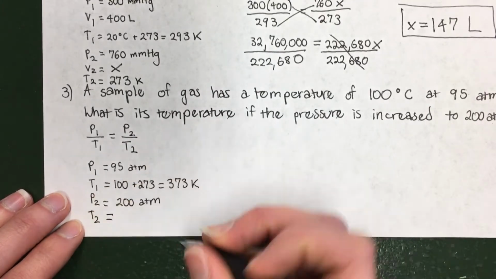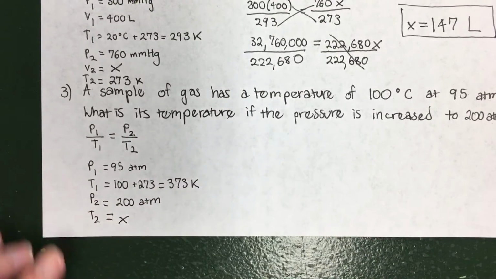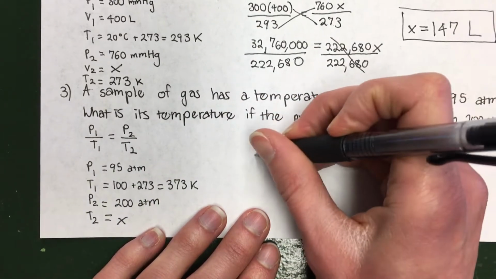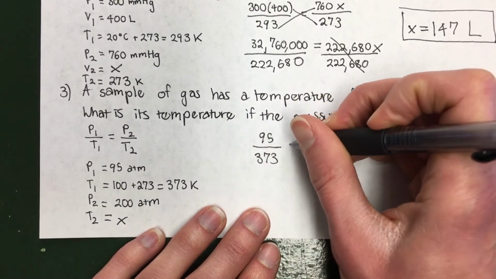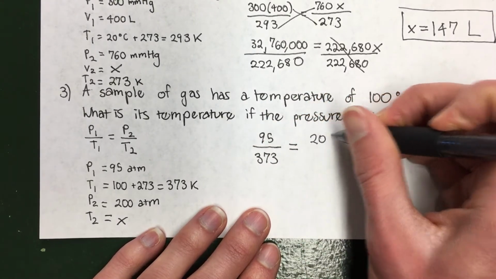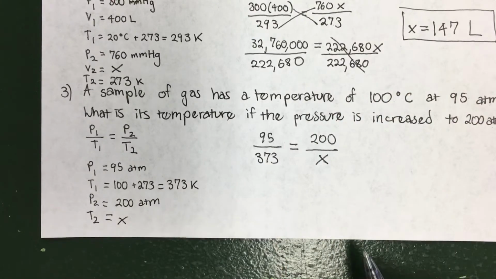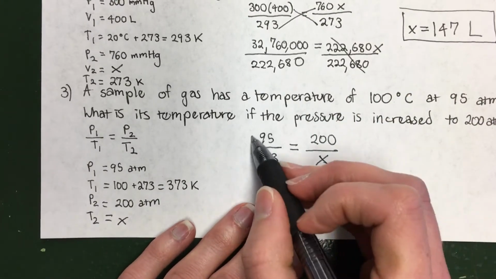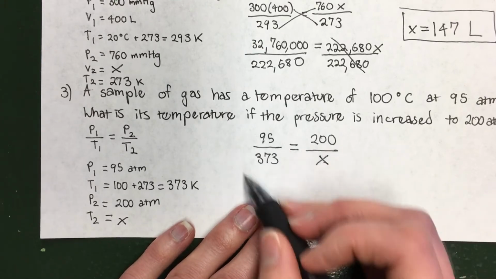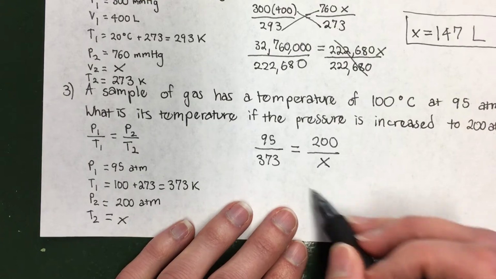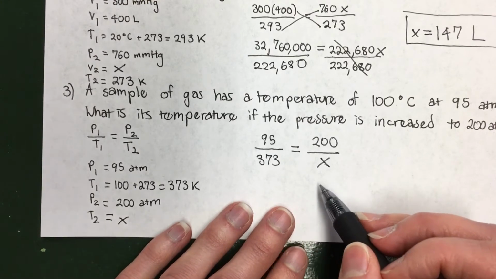And my second temperature is what I'm looking for, that's X. Okay, so when I plug this into the equation, I get 95 over 373 equals 200 over X. So, a couple ways of solving this problem. You can do the cross multiplying thing like I did. So X times 95 is 95X. 373 times 200 is whatever that answer is.